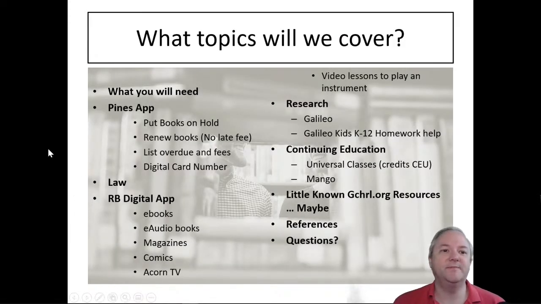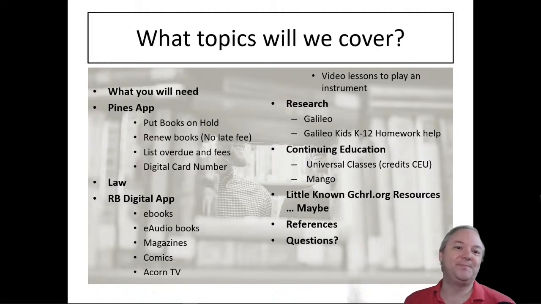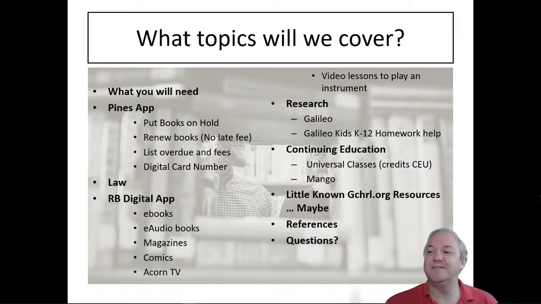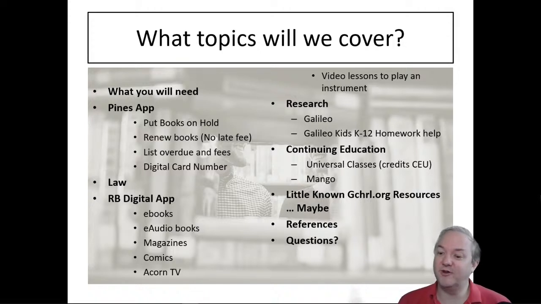So let's talk about what we're going to cover. What you will need, the Pines app, putting books on hold, renewing books and knowing about late fees so that maybe you won't have a late fee, a list of overdue fees on the app, and the digital card number. If you don't have your card, or maybe you've left it, a good idea in general is to have your Pines card on your keys or something. There you go right there. It's got the barcode on the back of it to scan, of course. It's a great way to keep up with your card in general. But I know those can wear out, or you might have a different set of keys, so this will allow you to have that digitally.